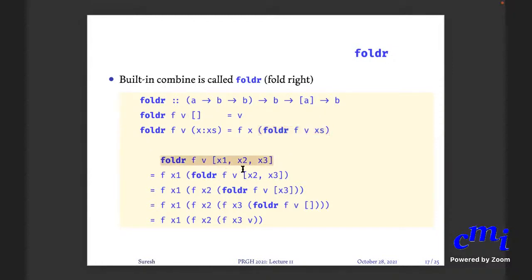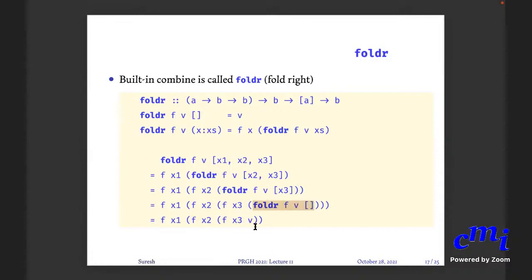foldr f v [x1, x2, x3] is nothing but f applied to x1 and foldr recursively on [x2, x3], which is f applied to x2 and so on. This inner foldr is nothing but this, and finally, this inner foldr is nothing but v. foldr f v of the empty list is v. So you finally have this.